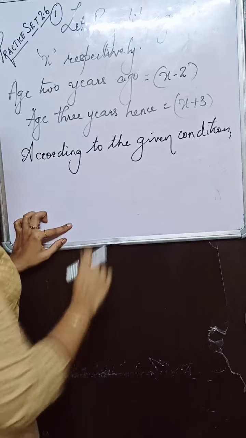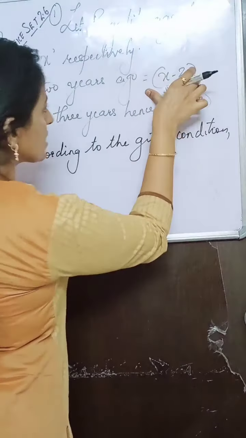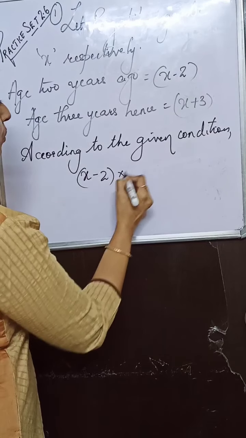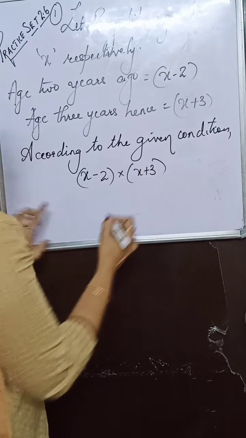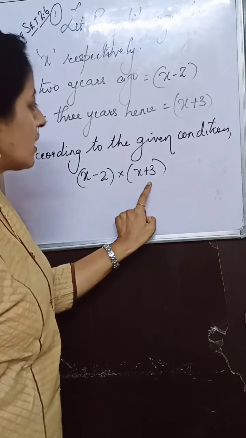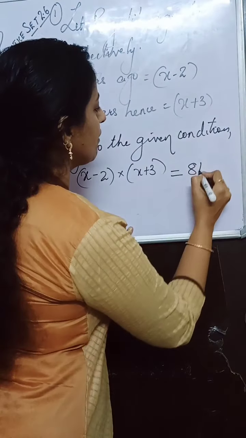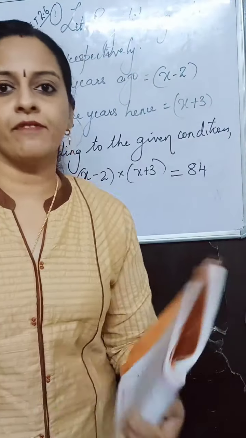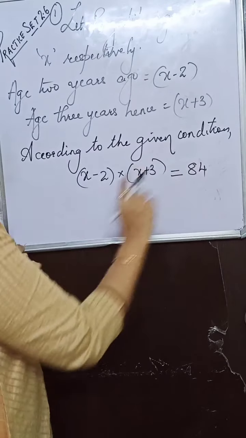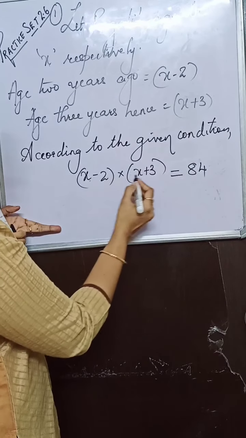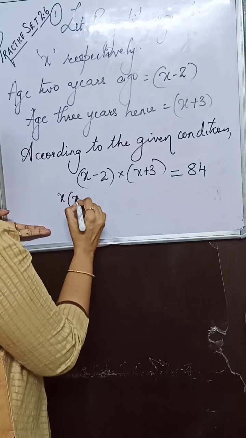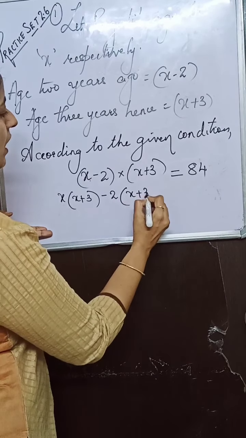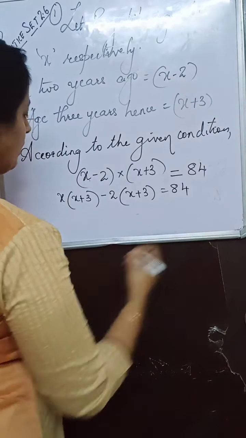What is the given condition? The product of 2 years ago and 3 years hence. X minus 2 into X plus 3. Product of age 2 years ago and 3 years hence is 84. So this is the condition. Now solve. X into X plus 3 minus 2 into X plus 3 is equal to 84.